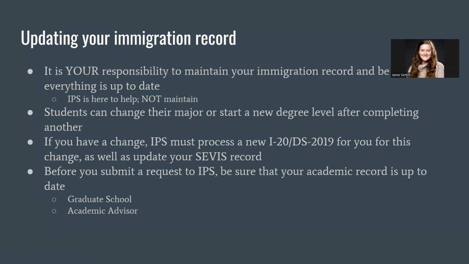Before you submit any requests to our department so that we can update your immigration record, you have to be sure that your academic record is up to date prior. International Programs and Services only handles immigration-related matters, and so they do not process the academic record. So if you are a graduate student, you will want to make sure you communicate these changes to the graduate school. And if you are an undergraduate student, you want to make sure that you make these changes with your academic advisor. We are unable to process any of your requests until your change in major or change in level is reflected in Michigan Tech's system. So be sure that you receive confirmation before doing so.